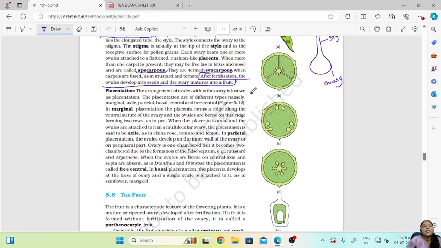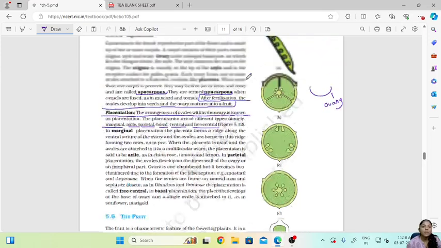Then the placentation. Placentation is the arrangement of ovules within the ovary, and there are different types of this arrangement. The various types are marginal, axile, parietal, basal, central and free central.